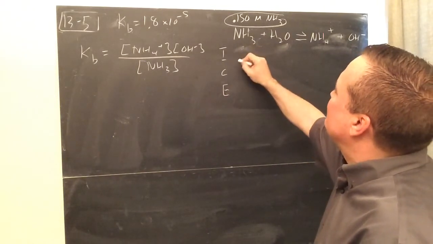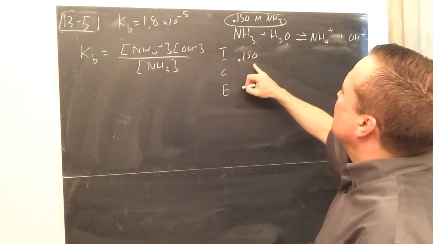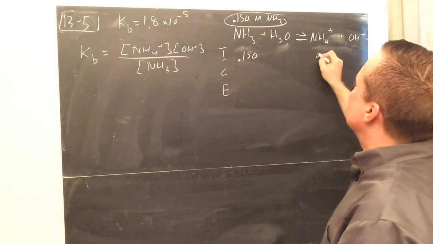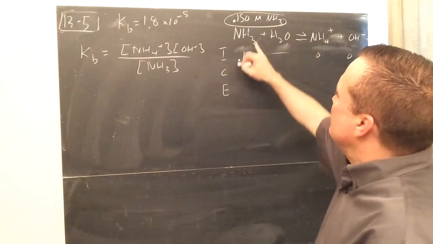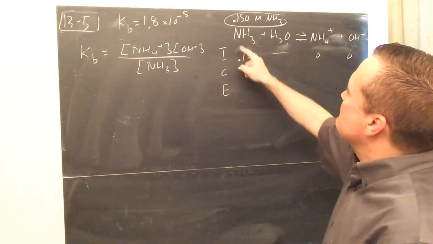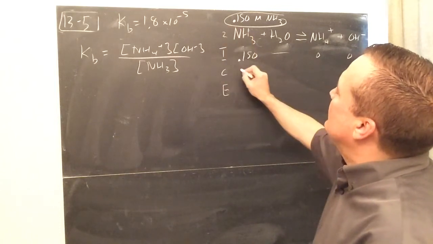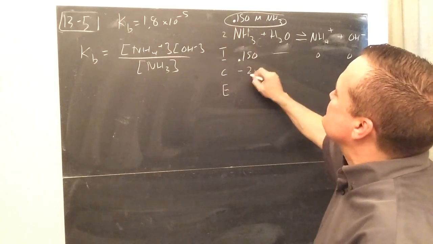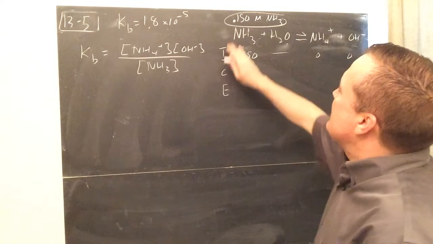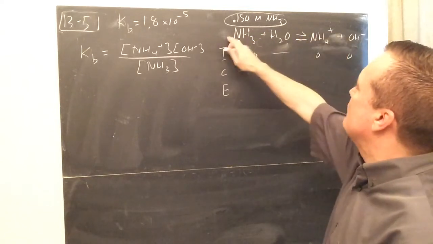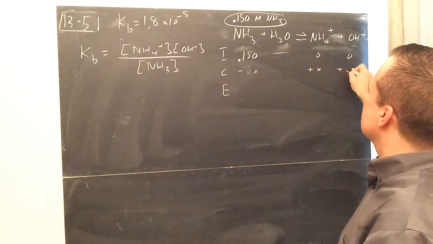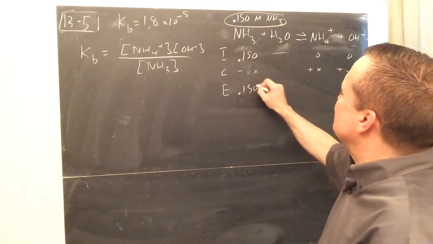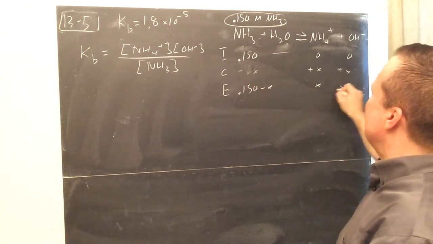So 0.150 is going to be your initial. And, of course, you'll have none of this to start off with. We only want to look at the water. So the change will be 1 to 1 to 1. Remember, if there had been a 2 there, you put minus 2x. But there's no 2. I'm just telling you, you always match stoichiometry 1, 1, 1. Makes it really easy. Minus x, plus x, plus x. 0.150 minus x, x, x.